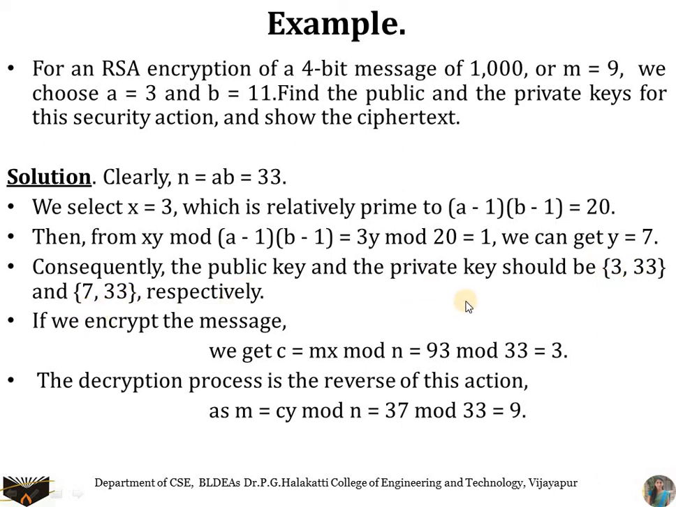Using this public key we encrypt the message. Here we have the message as 9. We raise it to the public key, mod 33. We get the ciphertext as 3. When we decrypt the ciphertext, we get back the original message as 9. This is how the RSA algorithm works.